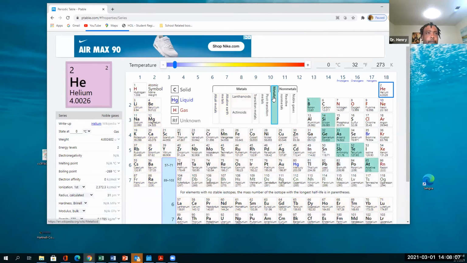Metalloids are between metals and non-metals. So they're elements that act like metals sometimes, but act like non-metals other times. And so they're kind of flexible.